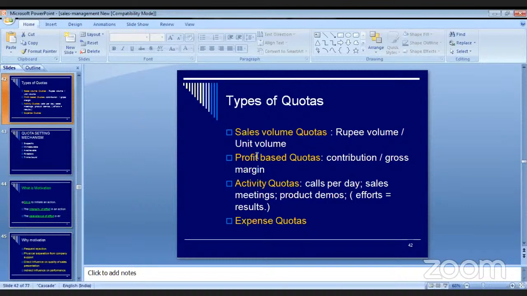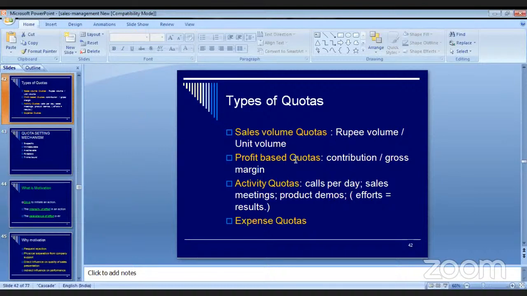Then the second one is the profit based quota. A target is given for products whose margin is higher. Take the example: suppose the Venue does not have a good margin, but the Creta has a good margin. So you have to sell at least one Creta within the month, considering the gross margin. So this is an example: sales volume, then profit based quota, on the products that sell and have a higher margin.